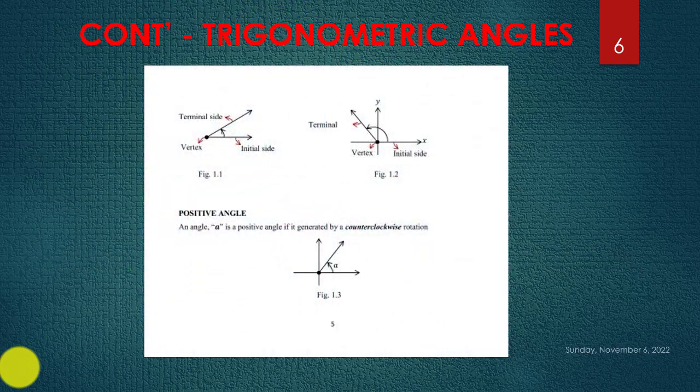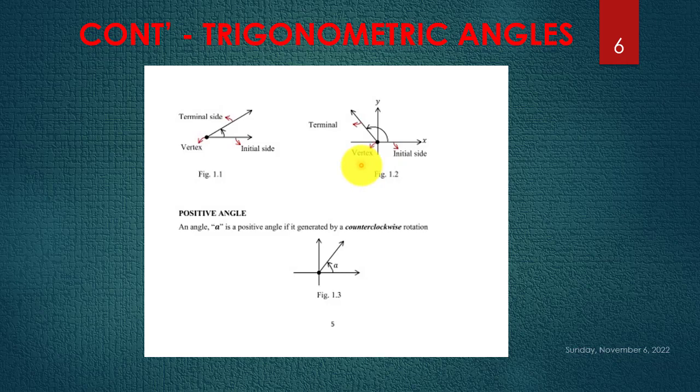So let's consider the figures on the screen. In figure 1.1, you see that there is a particular angle formed. We have the initial side, the terminal side, and the vertex. But you should take note, there is a specific direction to that angle. And the direction involved here is anti-clockwise.